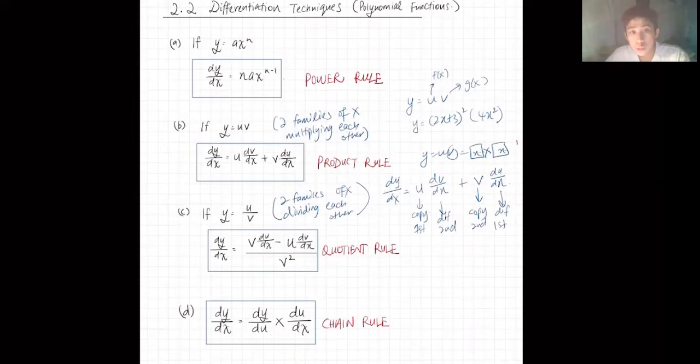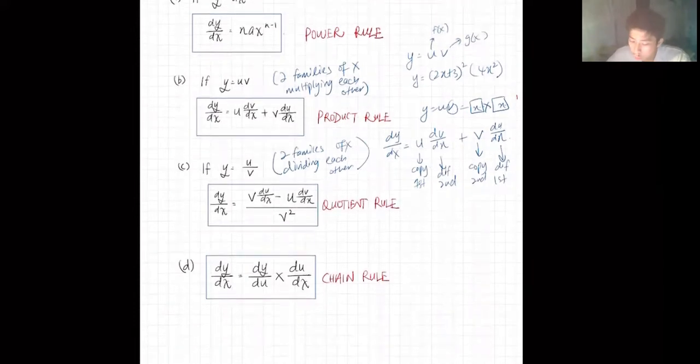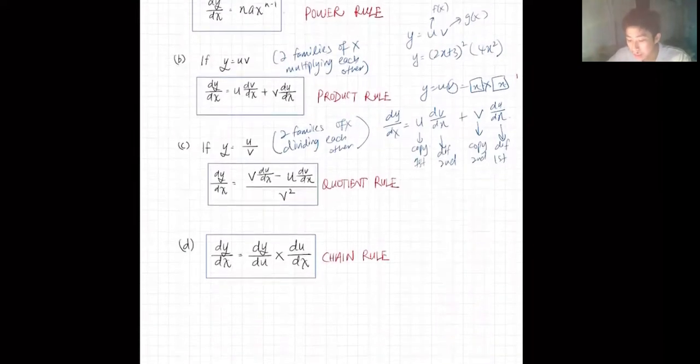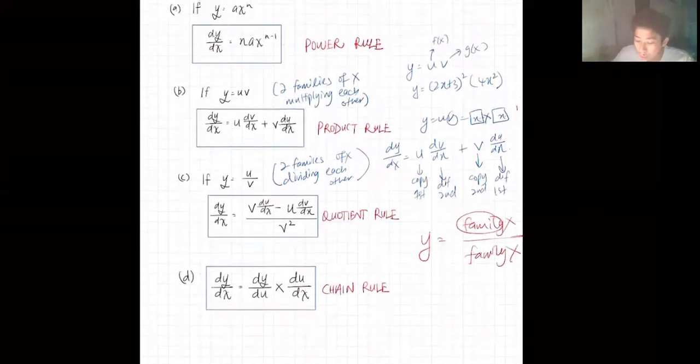Today we will be doing the quotient rule. So what is the quotient rule? As I briefly explained in the previous video already, the quotient rule is basically when you have y equals a family of x dividing another family of x, then you use the quotient rule. This is the quotient rule basically.